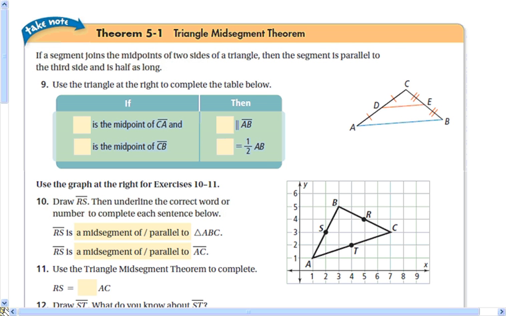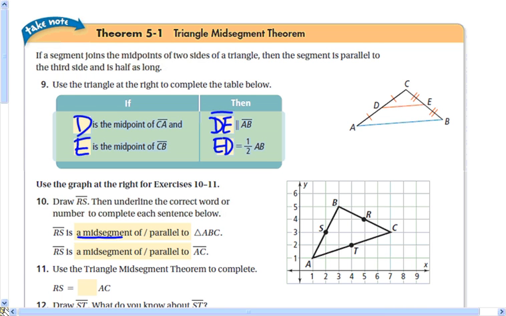All right, so here's the theorem. We're going to use the triangle mid-segment theorem. If a segment joins the midpoints of two sides of a triangle, then the segment is parallel to the third side and half as long. So we're going to use this triangle to demonstrate that. D is the midpoint of segment CA, E is the midpoint of segment CB. So then segment DE is parallel to segment AB, and ED is equal to 1/2 of AB.